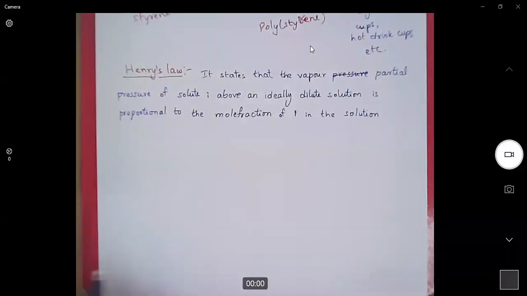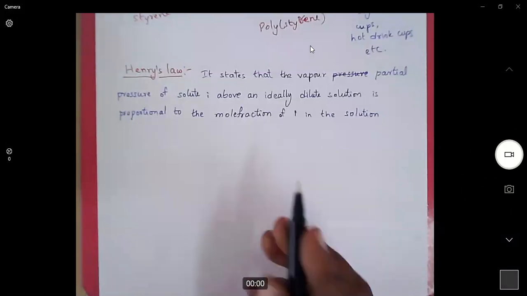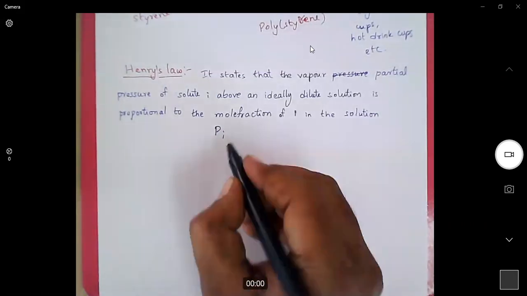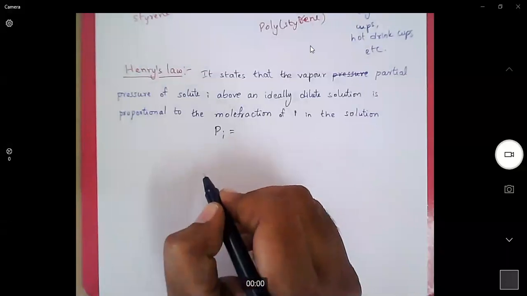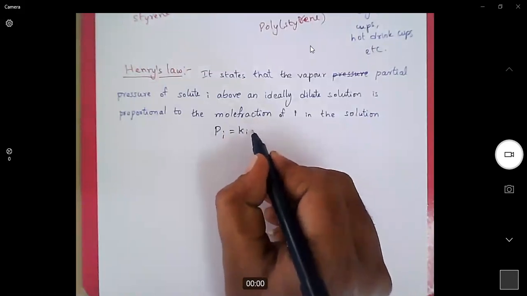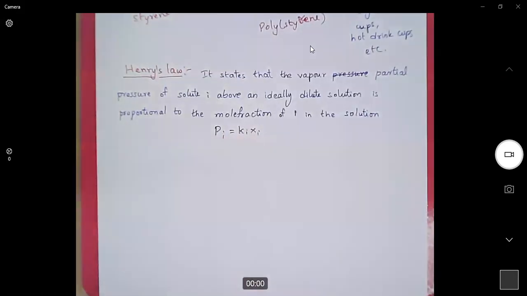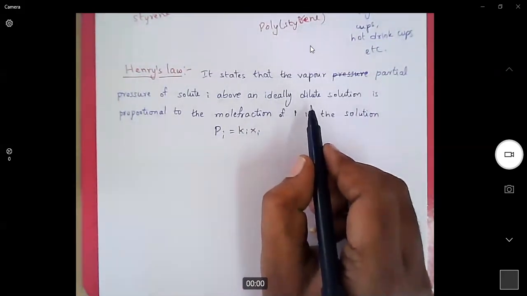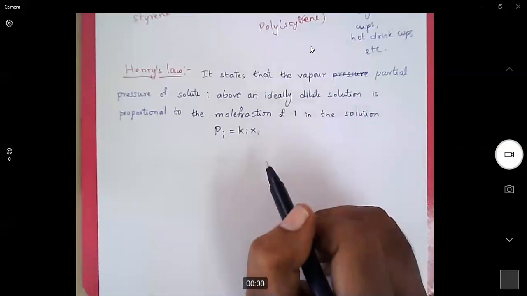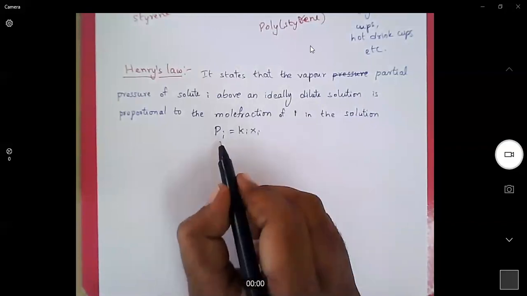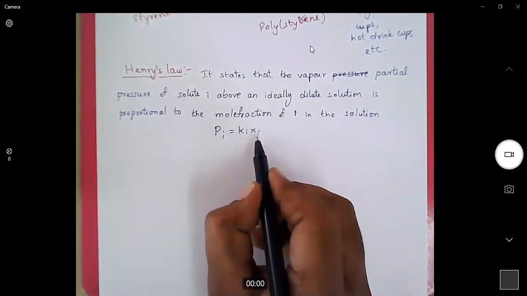Raoult's law and Henry's law are almost similar. The partial pressure of solute I above an ideally dilute solution. What is an ideally dilute solution? An ideally dilute solution means a solution where the mole fraction of solvent reaches almost 1, right? So the partial vapor pressure of solute is proportional to its mole fraction.